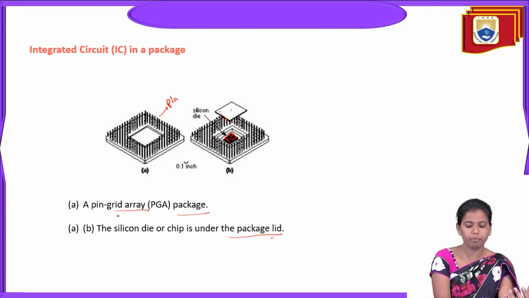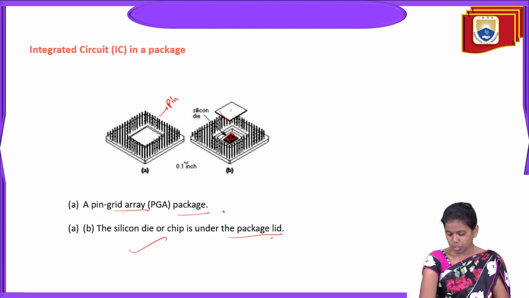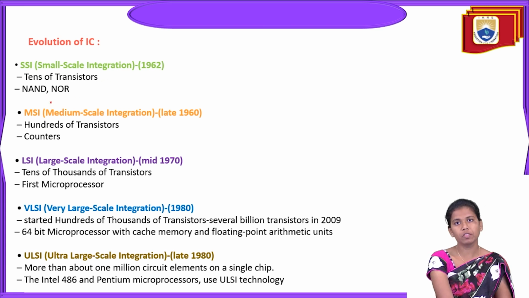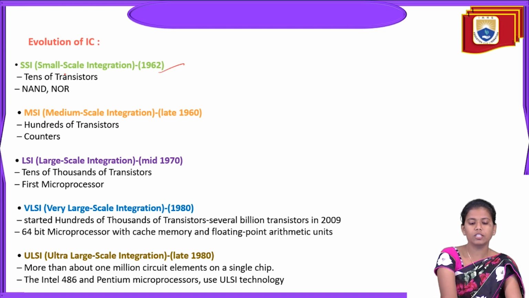So we are calling this a pin grid array, as well as a silicon die or chips. And the evolution of IC. Now we will see how this IC came into existence, or the evolvement of this particular IC. Basically, in the ancient time we used this IC. The very first basic IC is in 1962, that is called small scale integration. So small scale integration is the very first evolved IC.